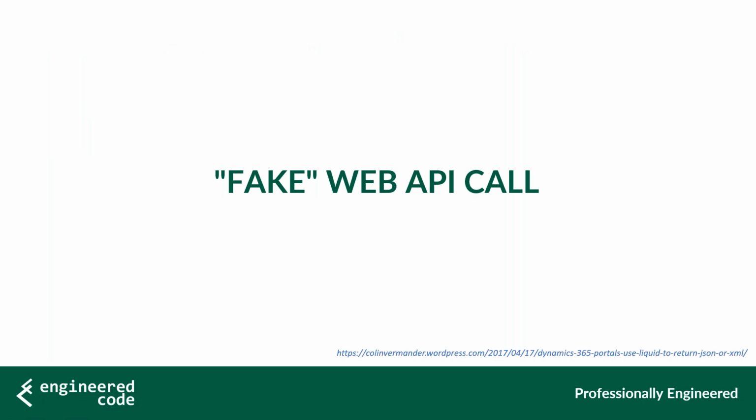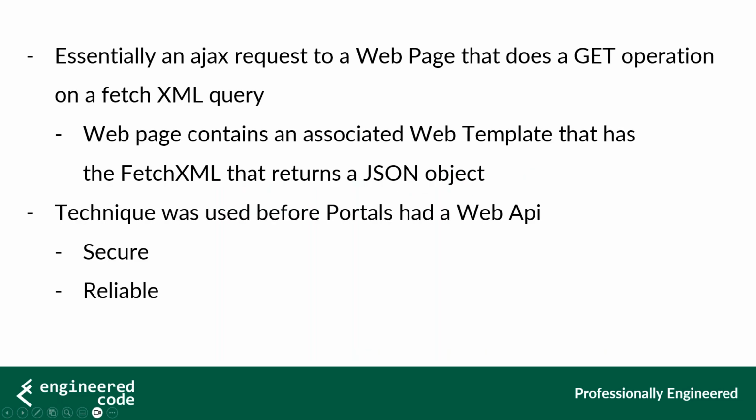The first topic is called fake web API call. So what does that actually mean? Well, this technique was actually used before Portals had its own API to call, and it was a standard practice that was used a lot back in the day. I'm bringing this up because it is an alternative to using the Portals web API and can become quite useful. So what is it? Essentially, it's just an AJAX request to a web page that does a GET operation on a fetch XML query that you have inside an associated web template. And as a result, it simply returns a JSON object. So I will demonstrate and show the implementation method that I used for testing.